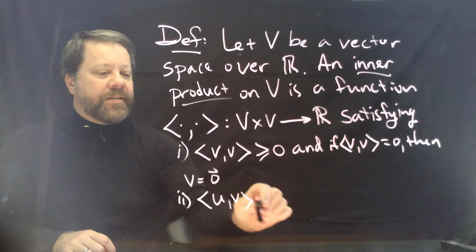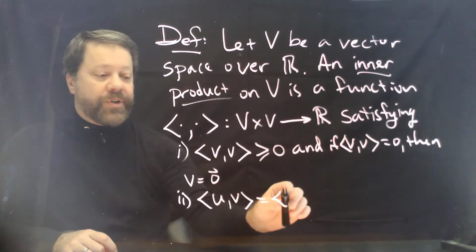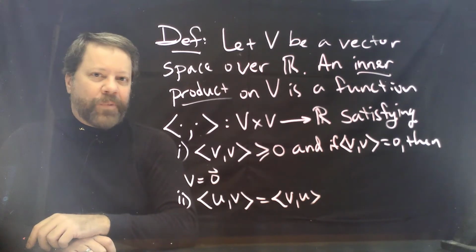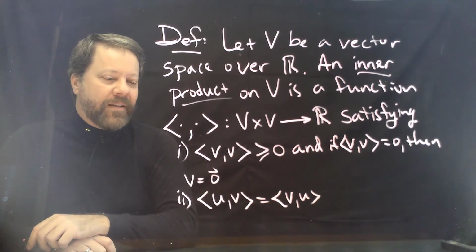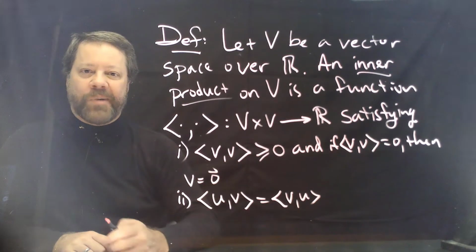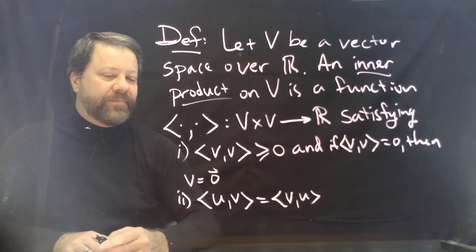Real inner products satisfy the following symmetry property, kind of a commutative law for multiplication, if you will. When you take the inner product of u and v, you'll get the same thing if you take the inner product of v and u.